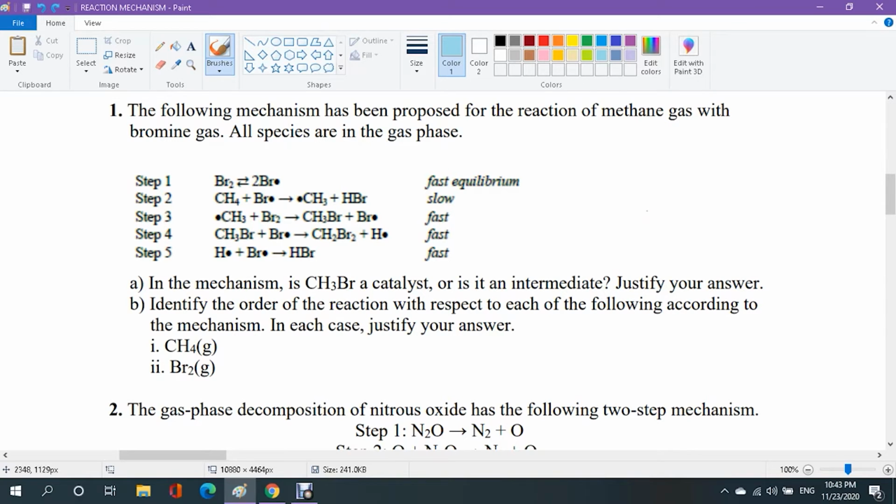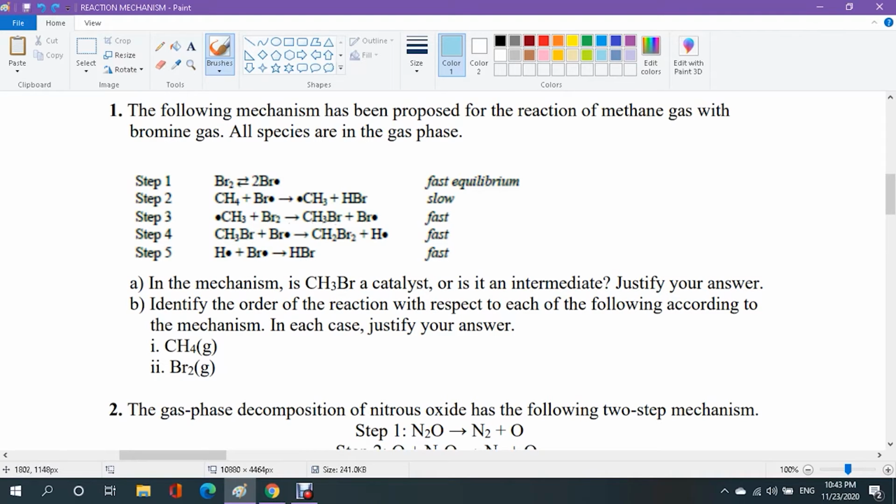So now let's do number 1. The following mechanism has been proposed for the reaction of methane gas with bromine gas. All species are in the gas phase. They gave us 5 different steps. One of them is at equilibrium, one of them slow, and the other 3 are fast. Part A. In the mechanism, is CH3Br a catalyst or is it an intermediate? Justify your answer. So we look for CH3Br.